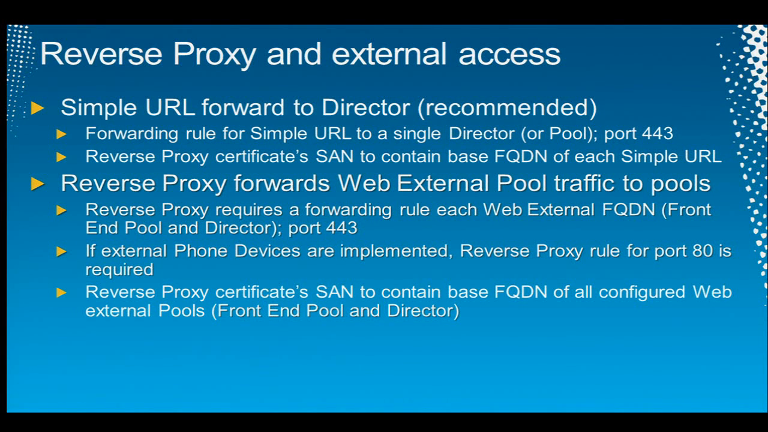And the reverse proxy certificate SAN needs to contain the base FQDN of all the configured external pools. So that becomes pretty long if you have different, well, if just the base FQDN. So you could have the same base FQDN, and that would work for all of them.